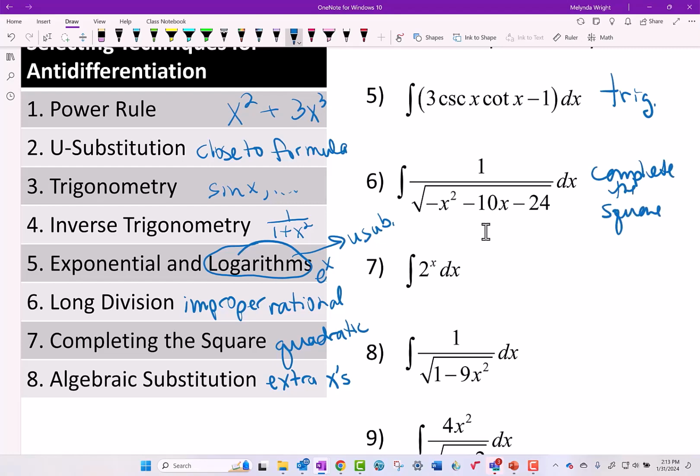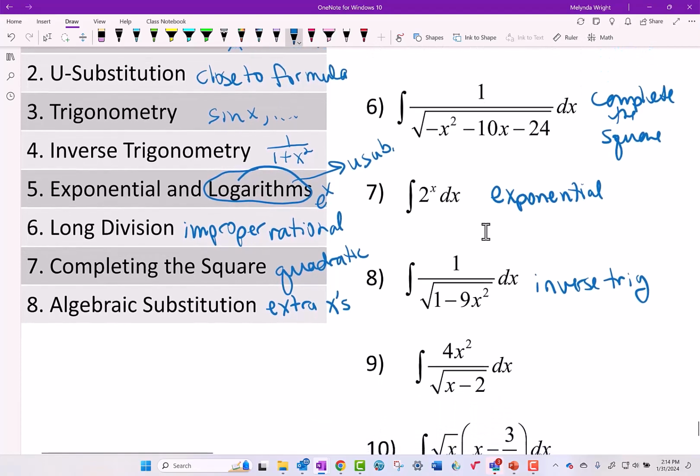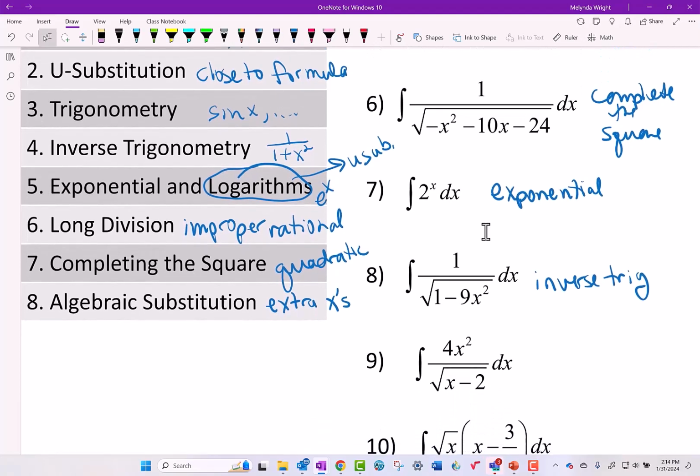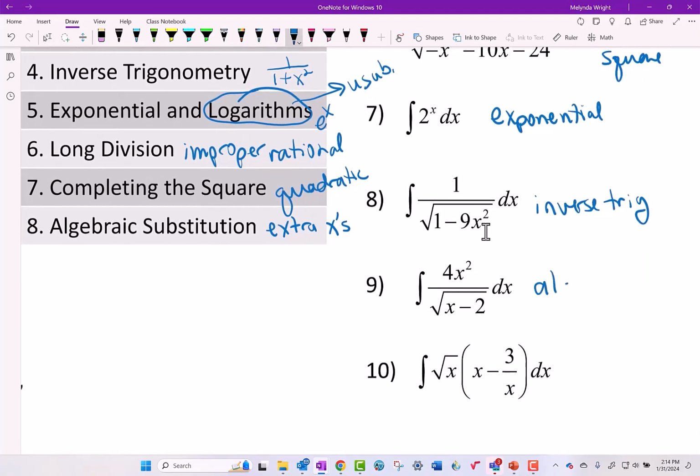Okay, what will we do on number 7? Exponential techniques. And we have a formula for that. Okay, what would we do on number 8? Inverse trig. Okay, I'm going to scoot it up a little bit. What would we do on number 9? Almost, yes, a version of u sub. Which one? Algebraic substitution, because there are extra x's there, aren't there? This one is algebraic substitution.